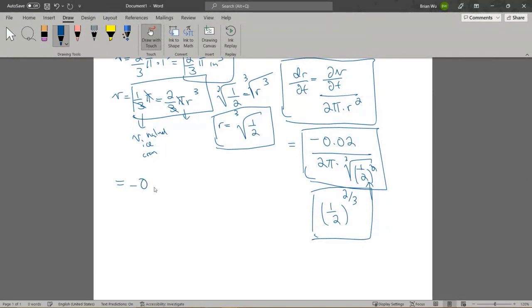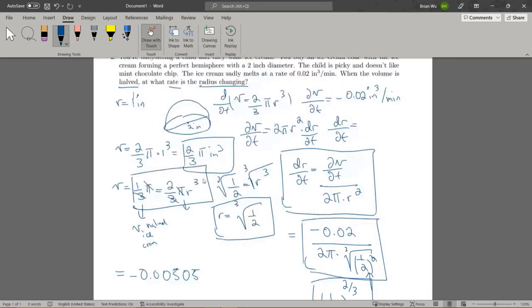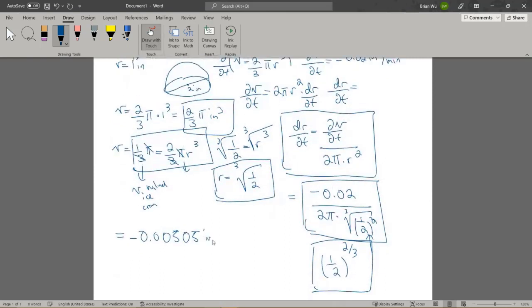Okay, and I get -0.005, 0.5, and make sure to write the units down. In this case, it's inches per minute.